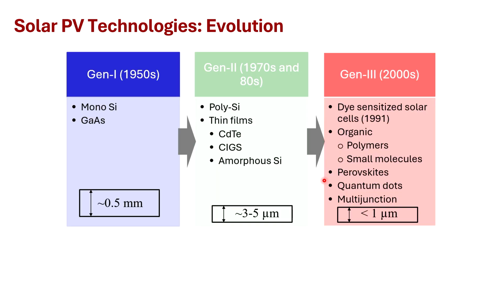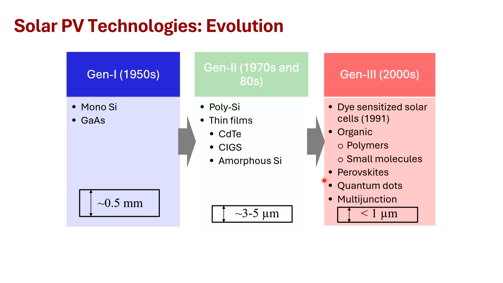So the solar photovoltaic technologies have evolved in 3 stages typically. We call them generation 1 technologies, which developed in 1950s, and they are primarily based on monosilicon and gallium arsenide, and they are based on wafers of thickness 0.5 millimeter. In the 70s and 80s, a lot of work was carried out on thin film devices which reduce the amount of material that we use. They are based on polysilicon, thin films of cadmium telluride, copper indium gallium selenide, amorphous silicon, which use the main light absorbing material to be around 3 to 5 microns.